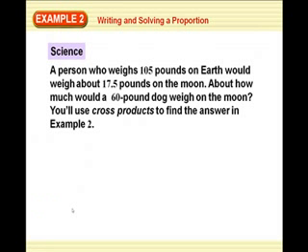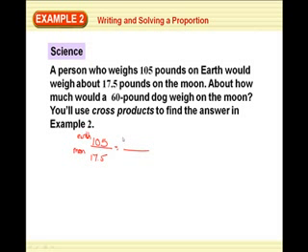All right, example number 2. Science. A person who weighs 105 pounds on Earth would weigh about 17.5 pounds on the moon. About how much would a 60-pound dog weigh on the moon? Use the cross products to find the answer in example 2. So here we're setting up like we did in the last lesson. We'll start with a blank proportion, like so. They weigh 105 pounds on Earth and 17.5 pounds on the moon. This is Earth, and this is the moon.